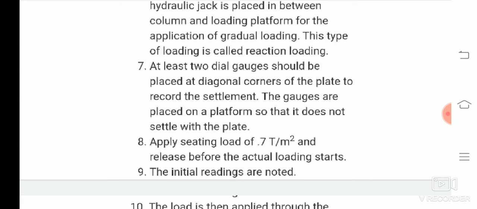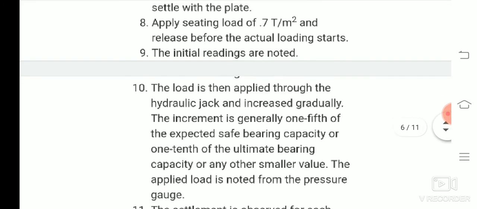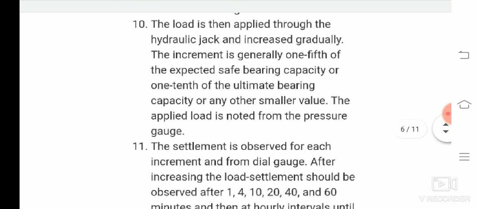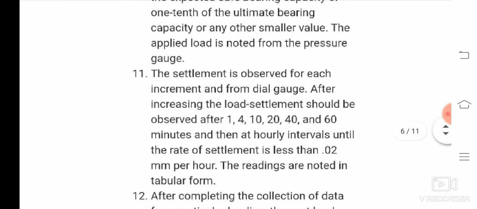So we have to apply a load of 7 ton per meter square and release before the actual loading starts. The initial loadings are noted. Then the load will be applied through the hydraulic jack and will be increased gradually. The increment of the load will be 1/5 of the expected safe bearing capacity or 1/10 of the ultimate bearing capacity or any other smaller value.